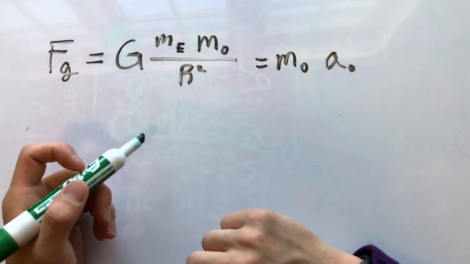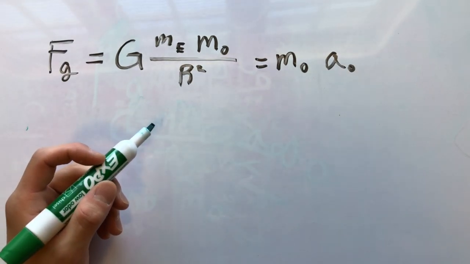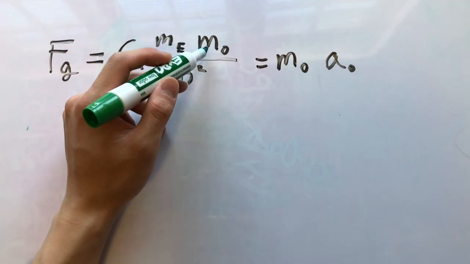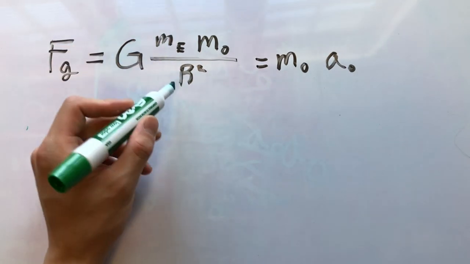We can explain this using the equation Fg equals big G times m1 times m2 over r squared. So the force of gravity acting on an object is equal to G, the gravitational constant, times the mass of the Earth, times the mass of the object, over Earth's radius squared.